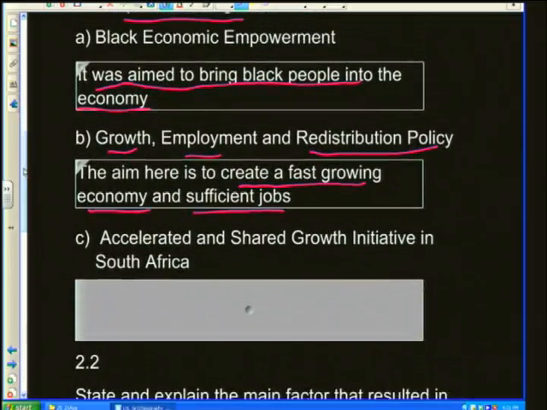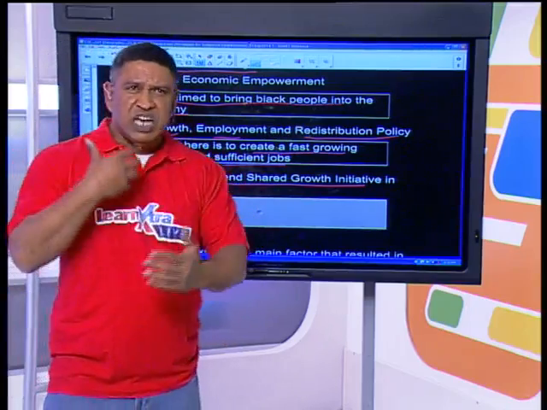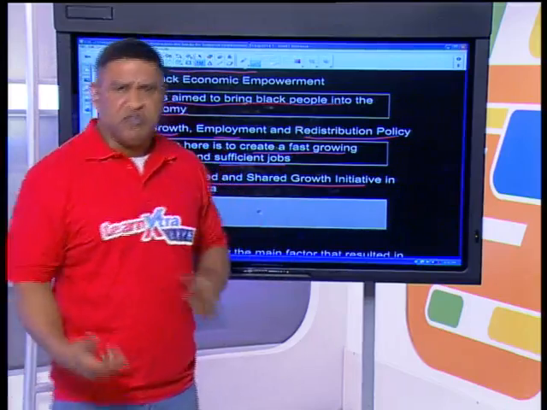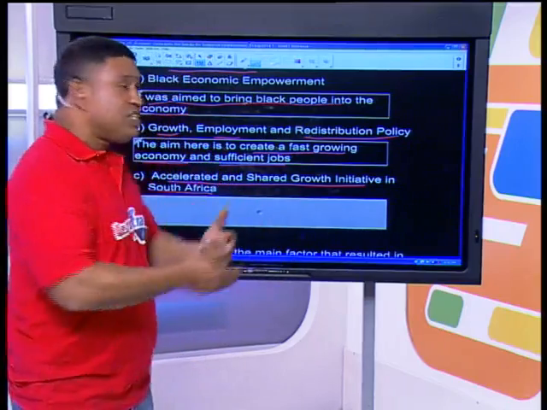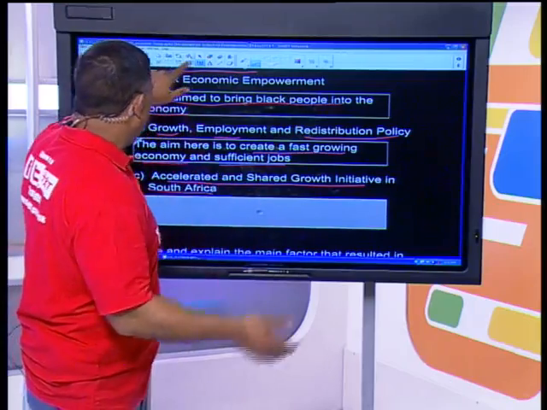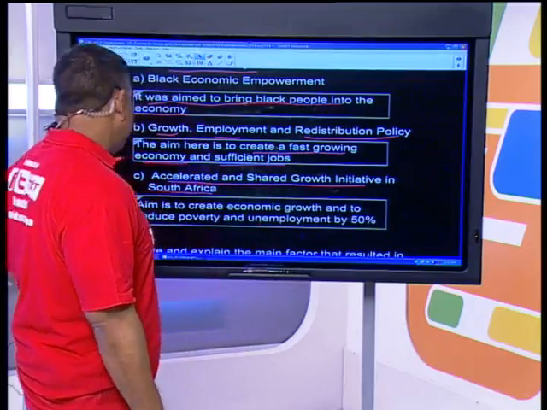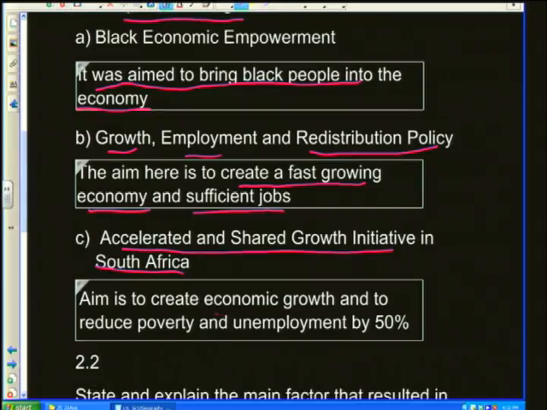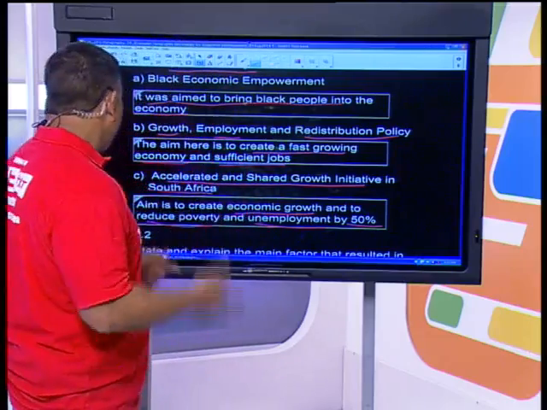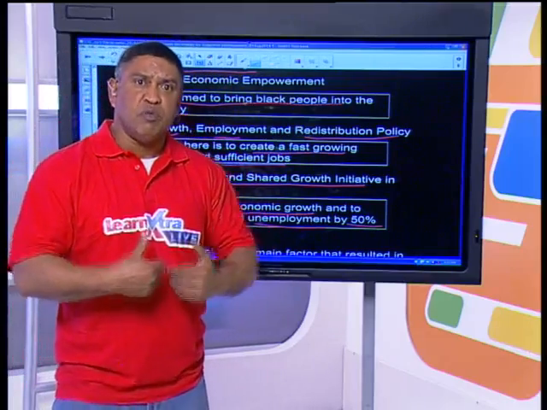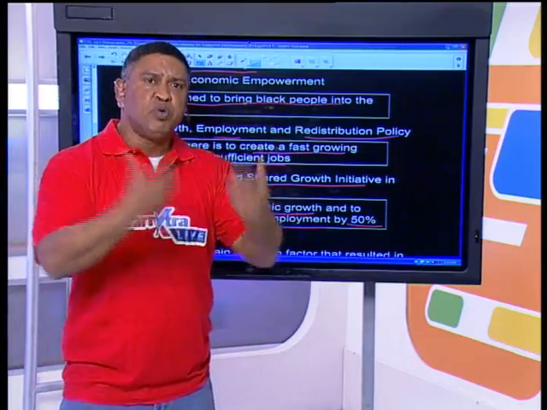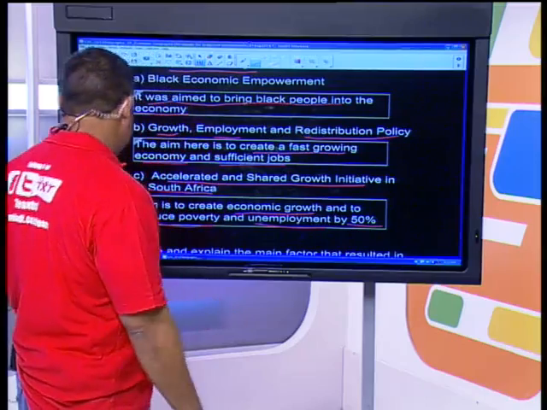And the third definition here was the Accelerated Shared Growth Initiative. And you know what this was. This was trying to halve the unemployment and the poverty. That was the shared accelerated growth. Try to get growth quicker so we can halve these issues. If you look at this, it's to create economic growth and reduce poverty and unemployment by 50%, to bring these issues down so that we can have a more stable economy and improve the quality of life of all South Africans.